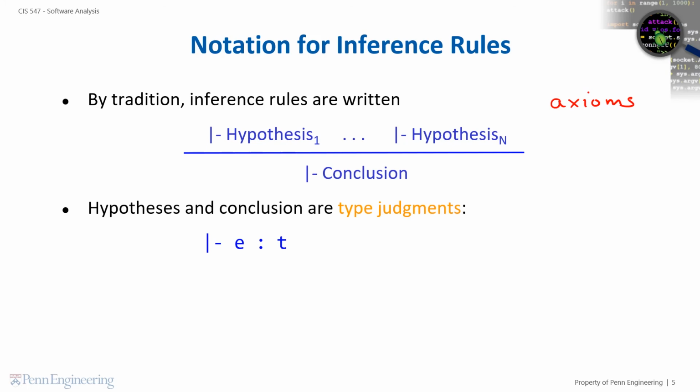The hypotheses and conclusions all take the following form, where E is an expression and T is a type. This statement is called a type judgment. The pipe symbol followed by a hyphen is a symbol denoting the phrase, "It is provable that."